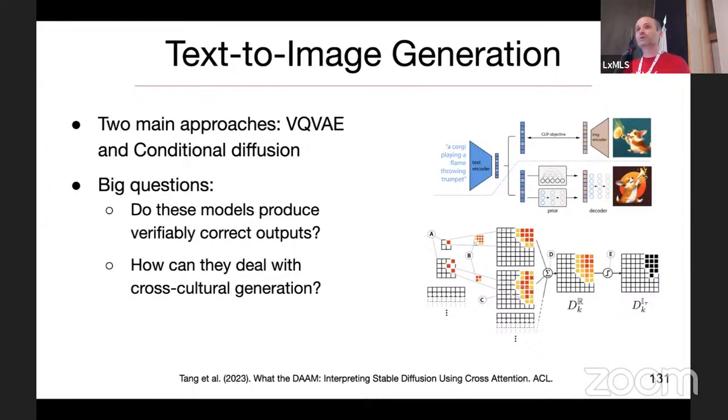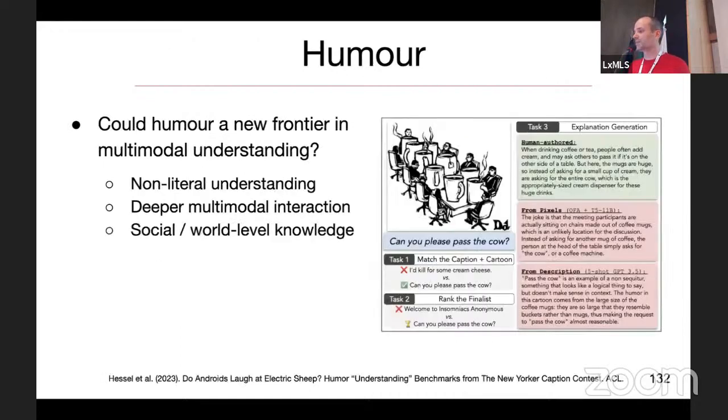I think some of the big questions that we'll answer over the next few years are, do these models produce verifiably correct outputs, or do they just look plausible? Like, is it okay to have 17 fingers? Maybe. And how well can they deal with doing cross-cultural generation? Are they really focused on English-centric or North American and EU data? What happens when you try to generate data from different parts of the world?